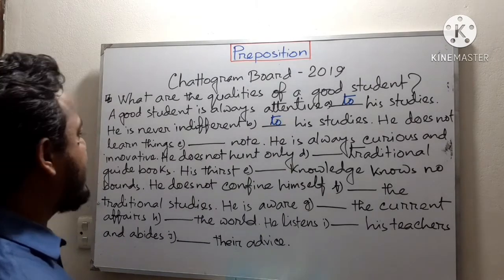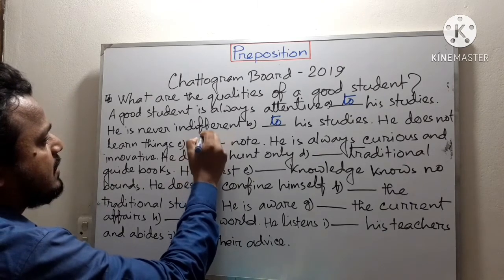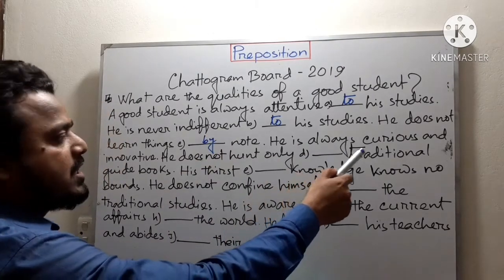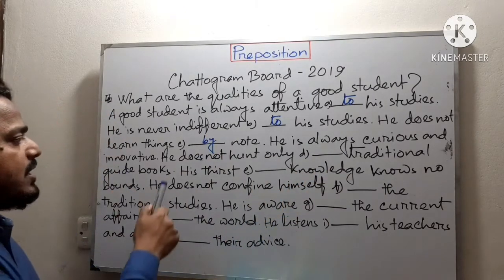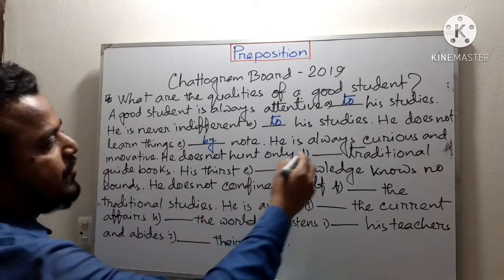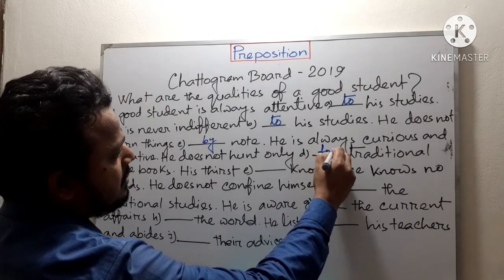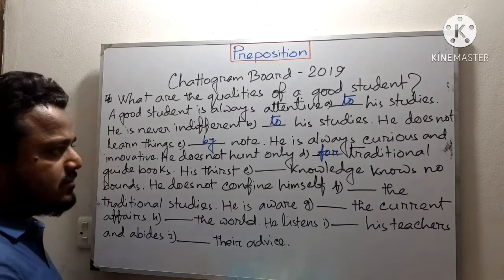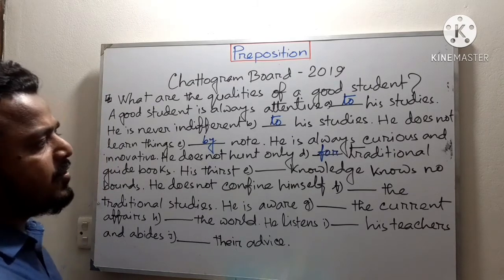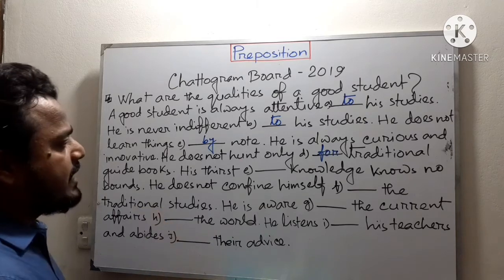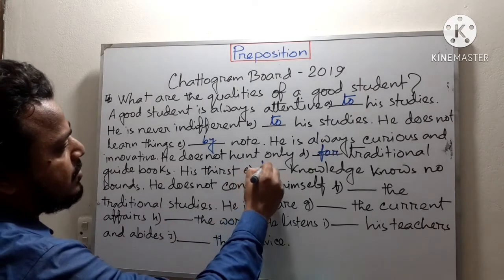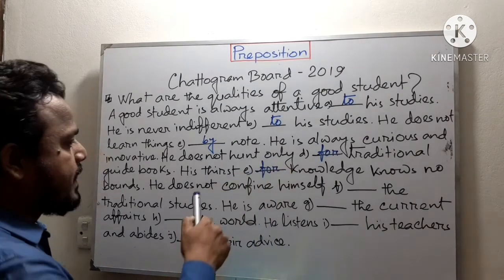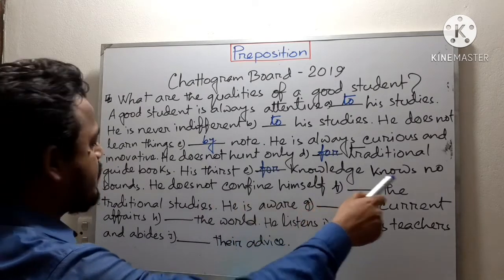He does not learn things by note. Then he is always curious and innovative. He does not hunt only for. We know the word hunt is followed by the preposition for. Then hunt only for the traditional guidebooks. His thirst for. We know the word thirst is followed by for. Okay. His thirst for knowledge knows no bound.